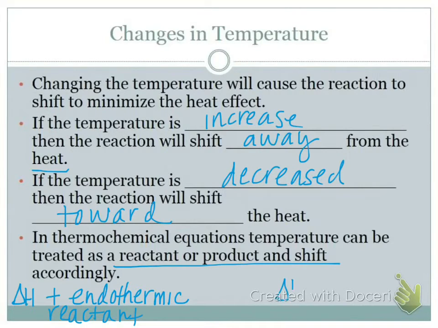If delta H is negative, then we have an exothermic reaction, and I would treat heat as a product. You need to know that because sometimes it'll already have the heat either as a reactant or a product, and sometimes it'll give you delta H separately. On your worksheet today, there's one where it gives it to you separately. So you have to decide, is it endothermic or exothermic, so where does heat go? And then you can answer your questions based on temperature. Okay? So let's do a couple of examples of those.